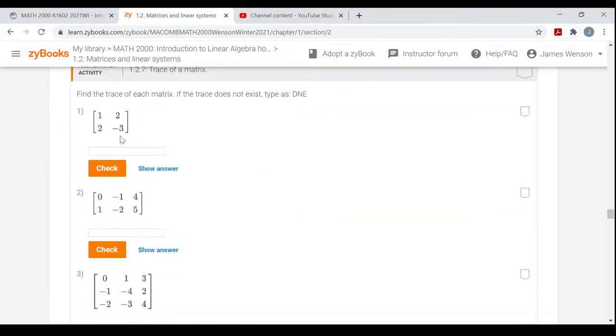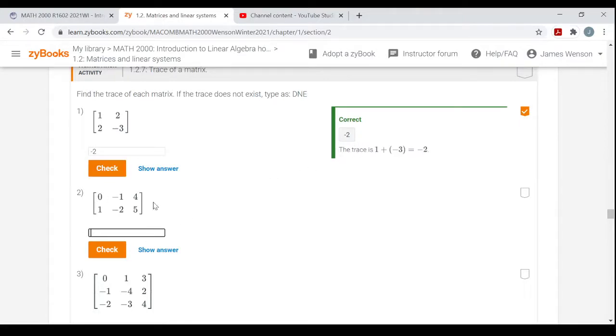All right, so now this is fill in the blank. Find the trace of each matrix. If the trace does not exist, type as DNE. This is a square matrix, 2 by 2, so it has a trace, and it's just the sum of the main diagonal entries, 1 plus negative 3, negative 2. And I check. Great.